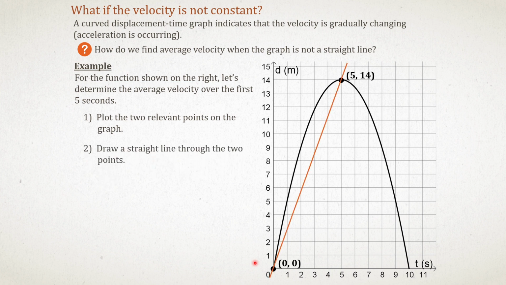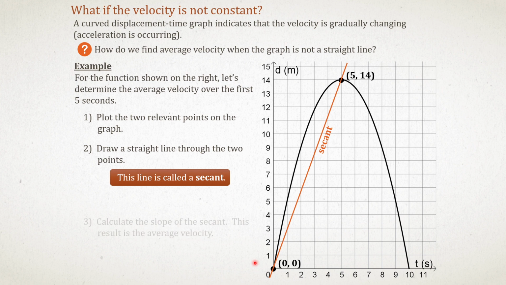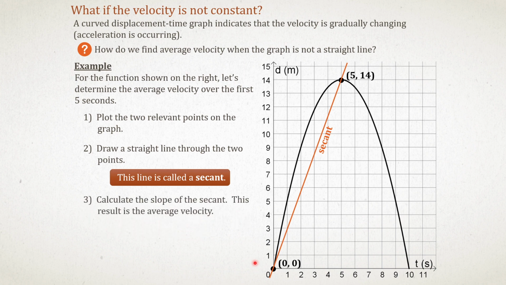Now, this straight line that I've just drawn has a special name. We call it a secant line. It's that line going through 2 points on our curve, and we'll calculate the slope of that secant. What we get for that slope is the average velocity. So how do we calculate the slope? Well, the same way we calculate the slope of any straight line, we divide our rise by our run. In this case, we're taking the change in displacement, that's our rise, and dividing it by the change in time, that's our run. Sometimes we think of this as y2 minus y1 over x2 minus x1.